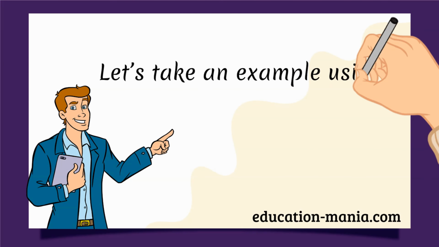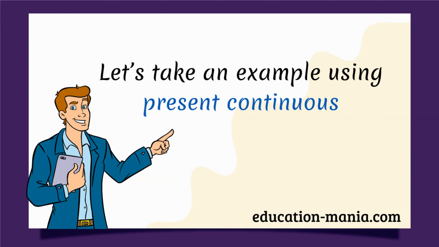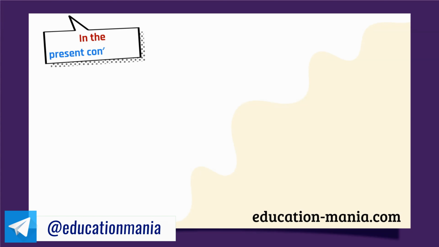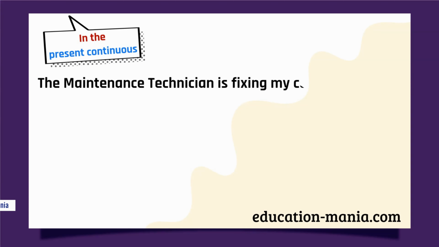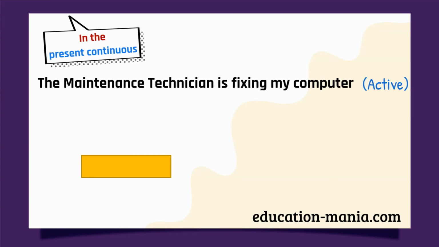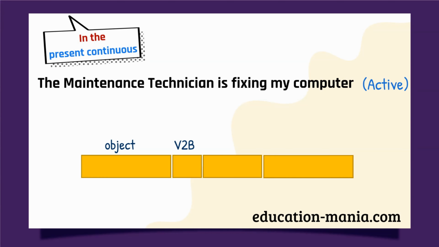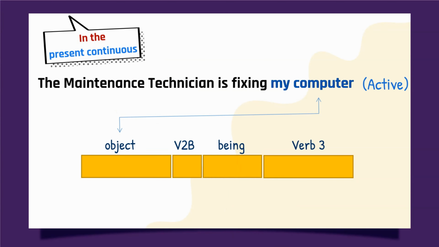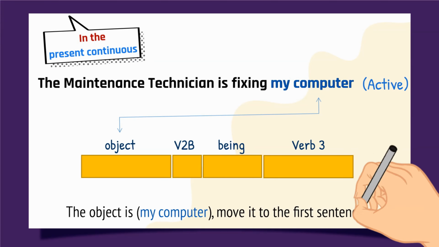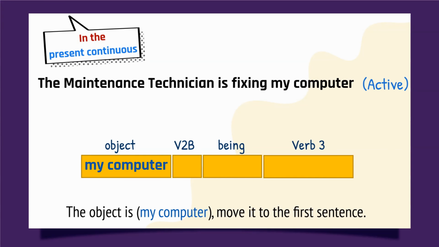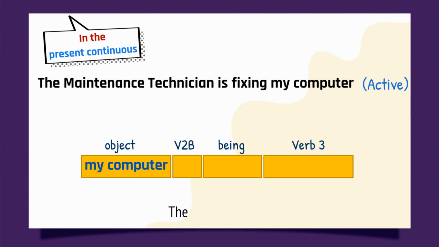Let's take an example using present continuous. The maintenance technician is fixing my computer. The object is my computer. Move it to the first position in the sentence. The verb to be is.